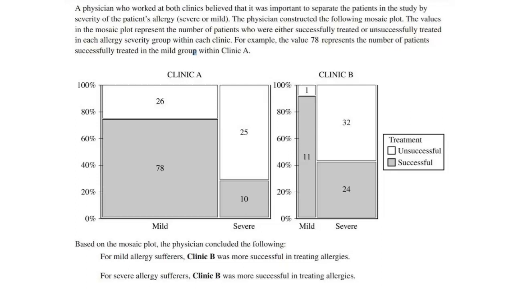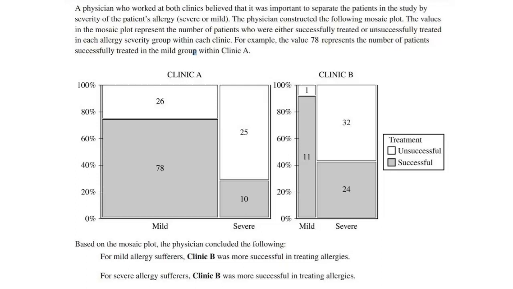And then they've got their success in treating mild allergy sufferers. 78 of the mild allergy sufferers were treated successfully. Only 26 were treated unsuccessfully. Of the severe cases that they see, are they very good at severe? No. Not at all. Clinic B doesn't appear to be horribly successful with treating the severe, but they're better than Clinic A. They successfully treated 24 out of 56. Here we successfully treated 10 out of 35.